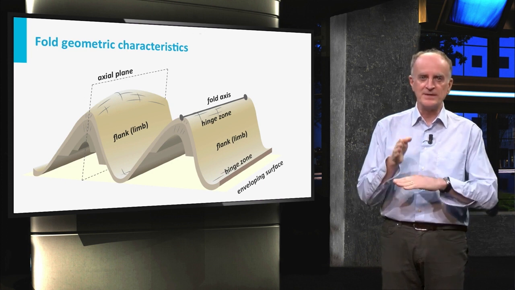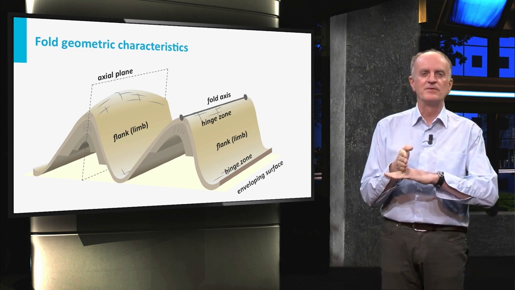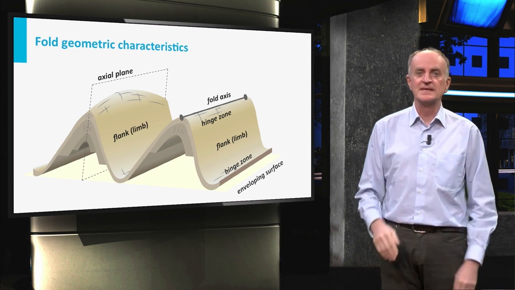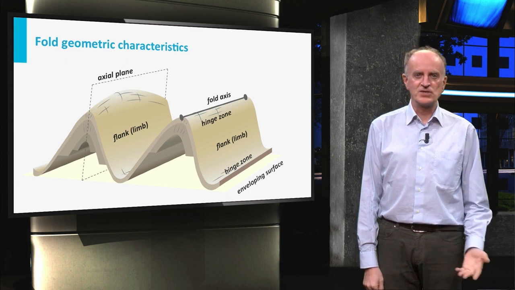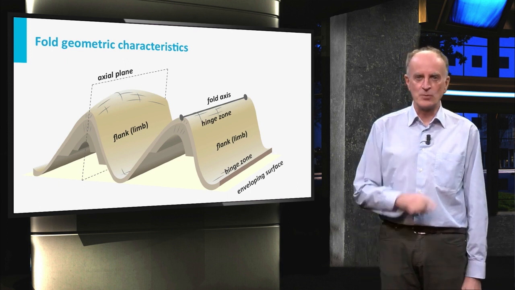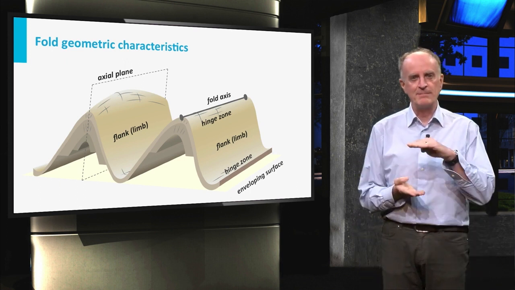When this is perpendicular to the axial planes, the folds are called symmetric. This is the case of the fold shown in the slide. Additional geometric elements are the wavelength and the amplitude of folds.